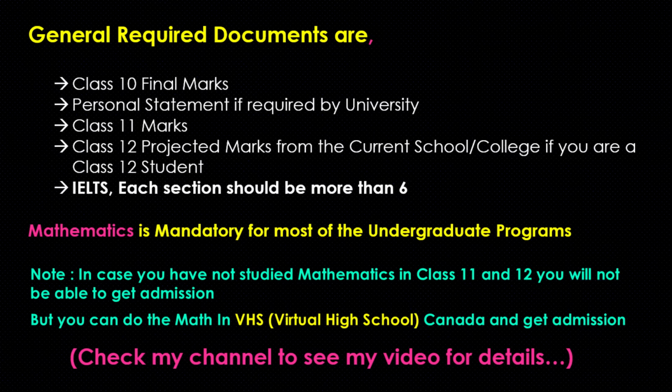IELTS is another important document. Each section should be more than 6. You will be denied admission if it is less than 6. In case you have not studied mathematics in class 11 and 12, you will not be able to get admission for science and engineering. But you can do the math in VHS, that is Virtual High School, Canada, and get admission. Watch my uploaded video for details.